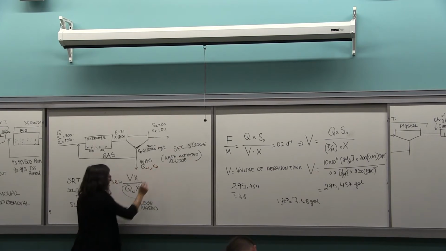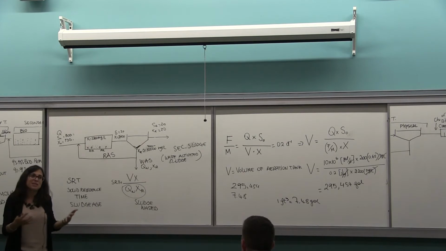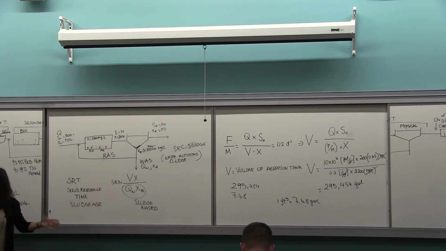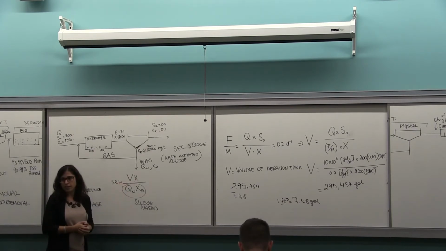And XR is the mixed liquor concentration of the recycle line. So it depends on what the problem gives you; you can use different equations. I don't have a problem with this, but just to mention it, because oftentimes it's either an F over M ratio or an SRT problem. But it's identifying what is provided to you in the problem. All right?